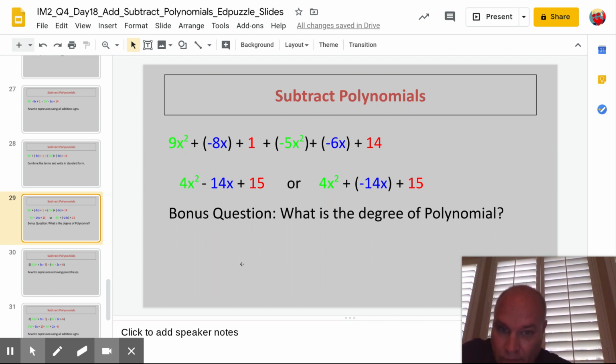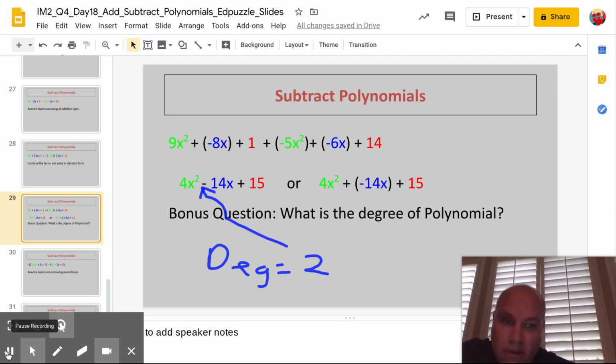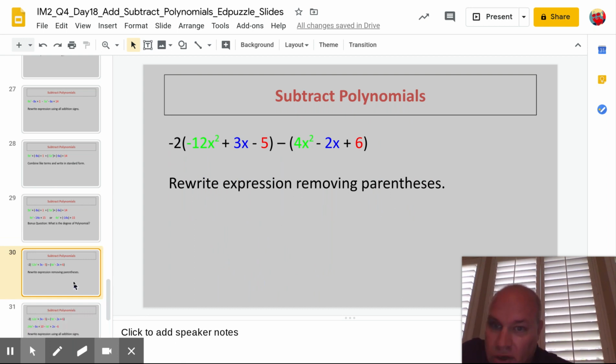Bonus question now for you. What is the degree of this polynomial? This is a second degree polynomial. Again, we get that from the highest exponent value, which in this case is the 2, x to the second power.